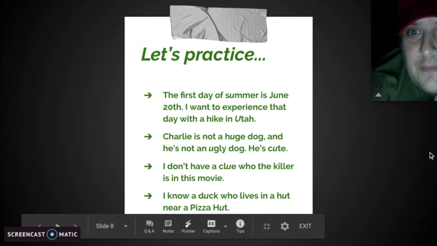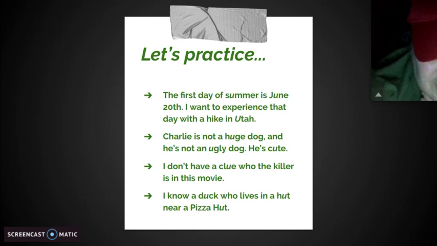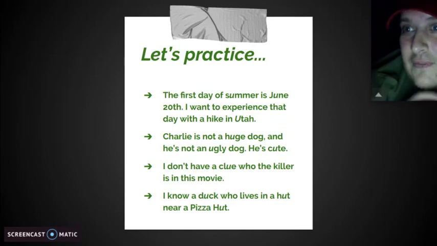All right, now let's do a few more. The first day of summer is June 20th. I want to experience that day with a hike in Utah. Charlie is not a huge dog, and he's not an ugly dog. He's cute. I don't have a clue who the killer is in this movie. Now here, clue is like an idea, any knowledge of who it is. I know a duck who lives in a hut near a Pizza Hut. Okay? So you see the different sounds of U?